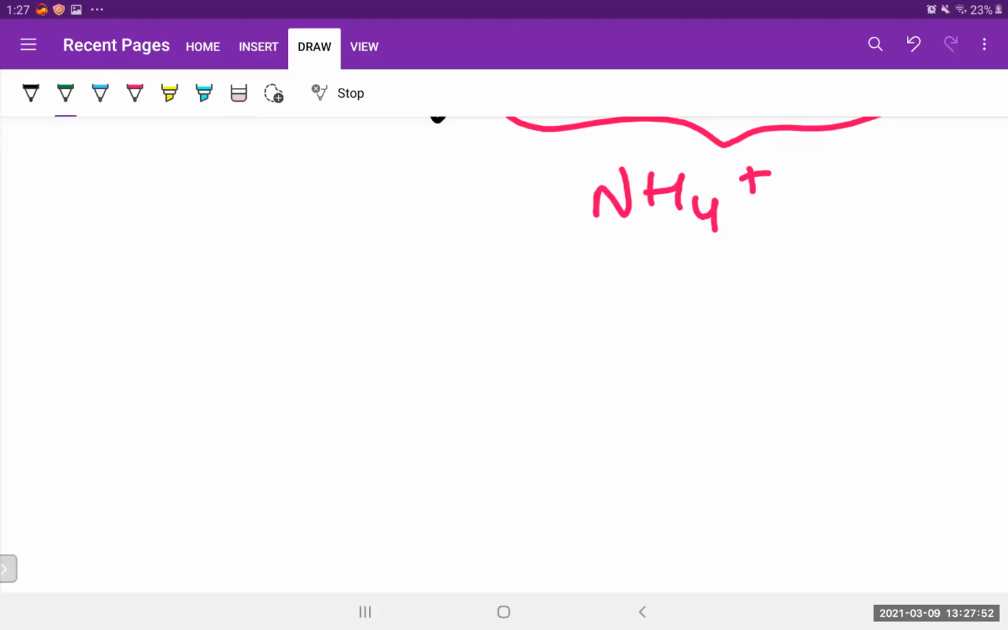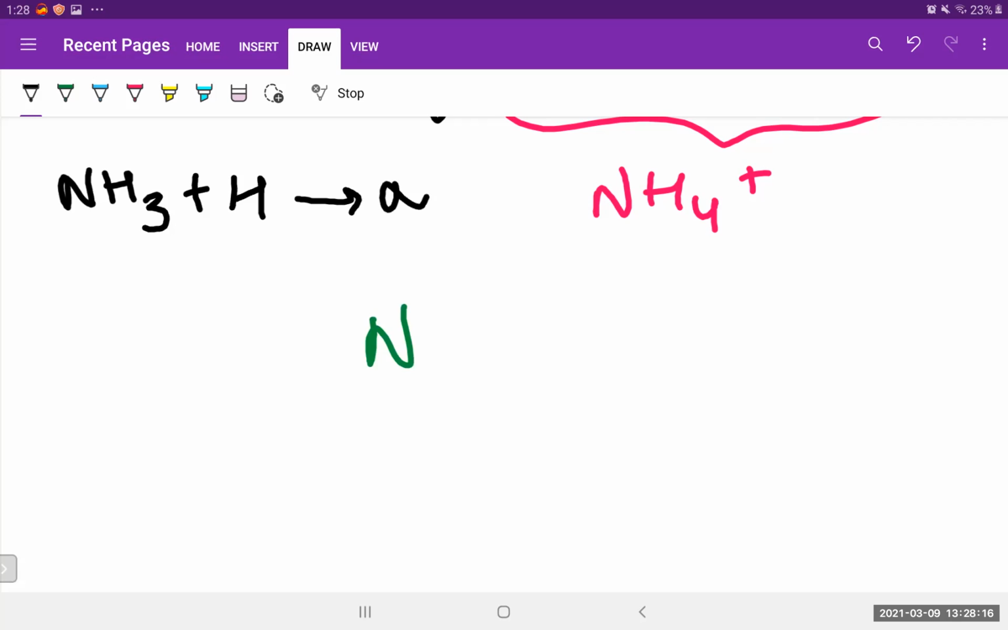Okay, so how to represent it in the form of an electron dot structure? How to write it? Write N in between, and how many H's do we have? We have three H's first of all. So what we have to do is NH3 plus H, and then we'll get NH4.